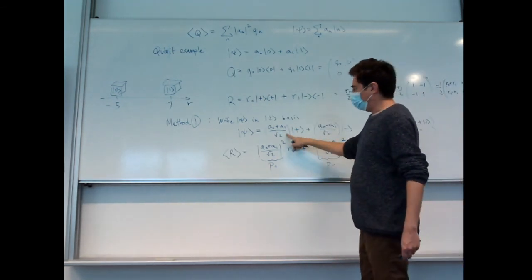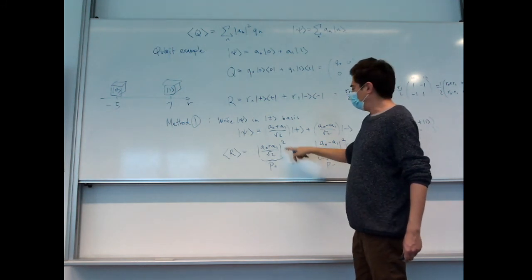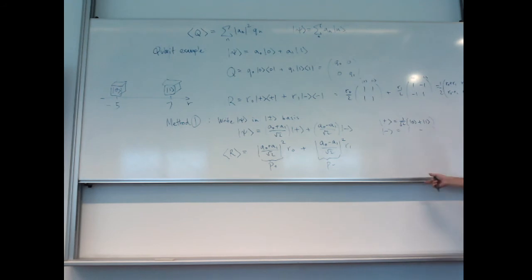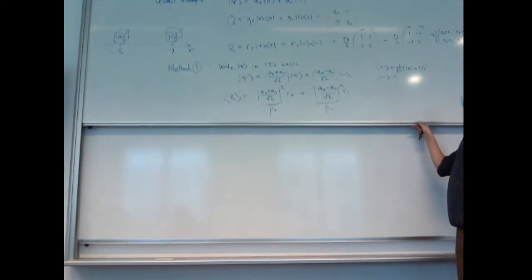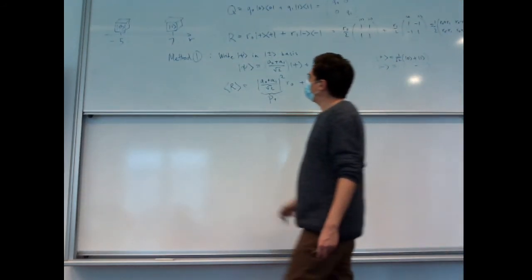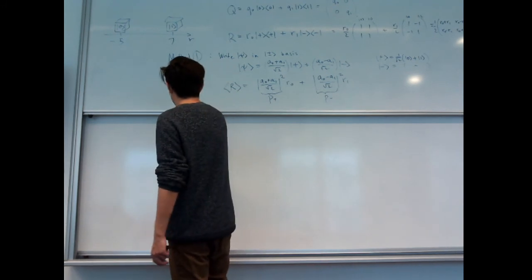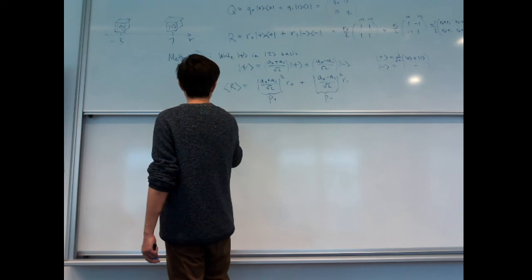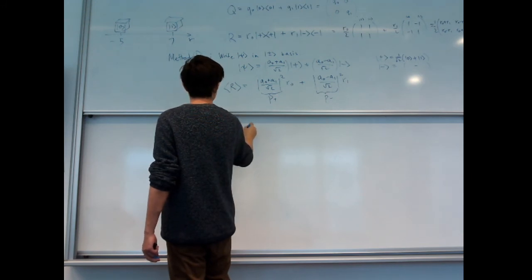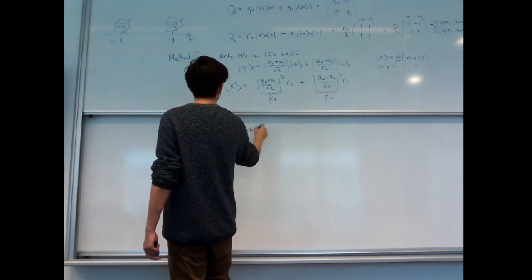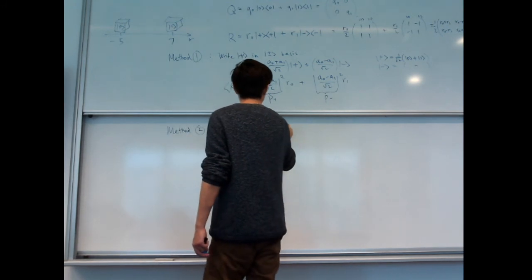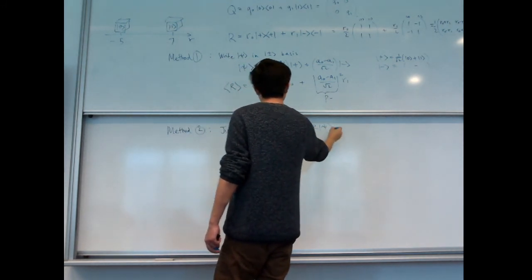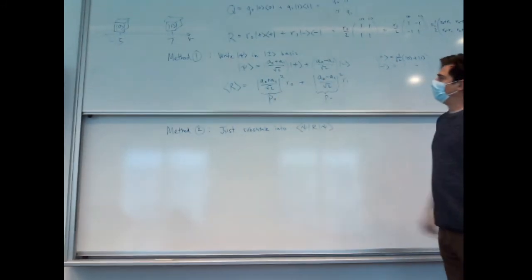Probabilities you work out by looking at the wave function, the modulus squared. Okay, so that's method 1. Now let's do method 2, which is just substitute into this formula.